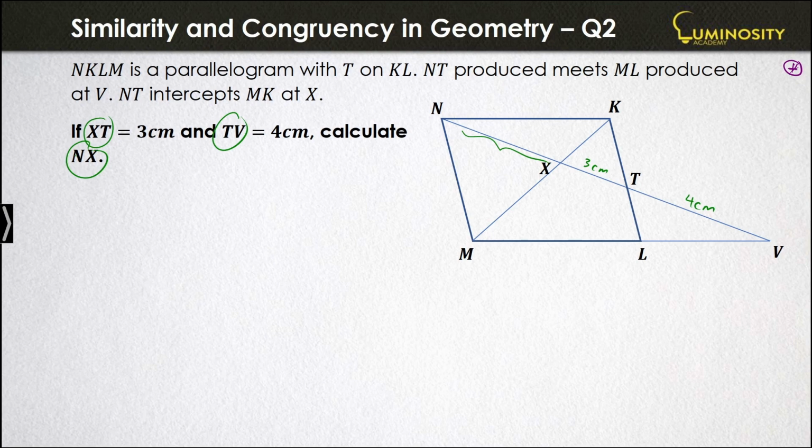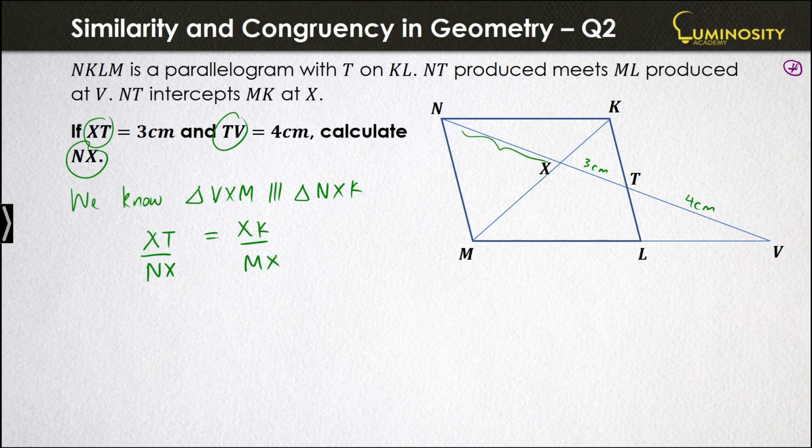We just proved it in the previous question. So I'm going to say we know that triangle VXM is similar to triangle NXK. Okay, so we start off with that. Then I can say the following, right? XT over NX is equal to XK over MX.